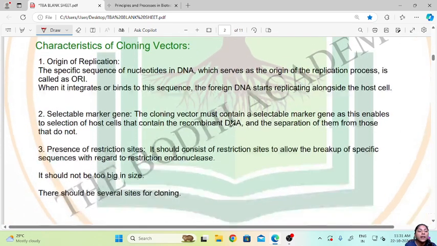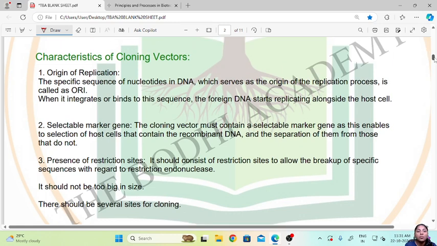Then talking about the characteristics of a cloning vector. What are the characteristics or the features that a cloning vector should have? The first one is the origin of replication, or ORI. What is the origin of replication? It is the specific sequence of nucleotides in DNA which serves as the origin of the replication process, and it is called the ORI. Now when it integrates or binds to the sequence of foreign DNA, the DNA starts replicating alongside the host DNA.